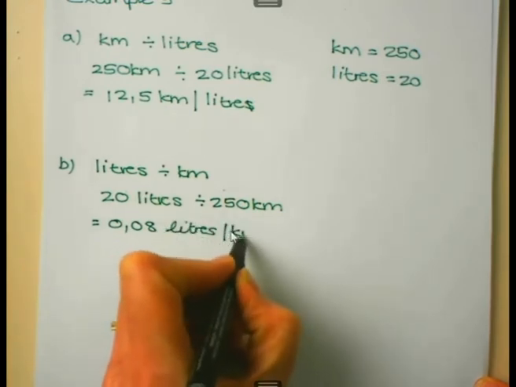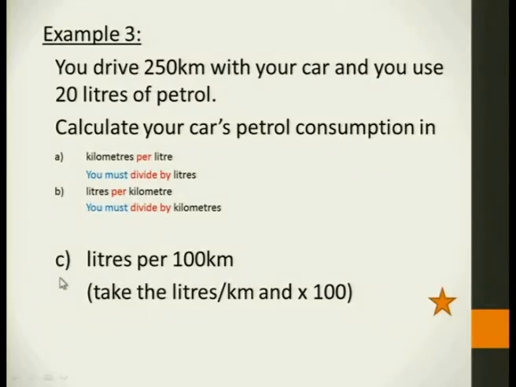Now the last part of the question, this sometimes does come up in a paper, where it says, calculate your car's petrol consumption in litres per 100 kilometres. So now we've got to first take how many litres it was for 1 kilometre, and then we're going to multiply by 100. So let's have a look at that sum.